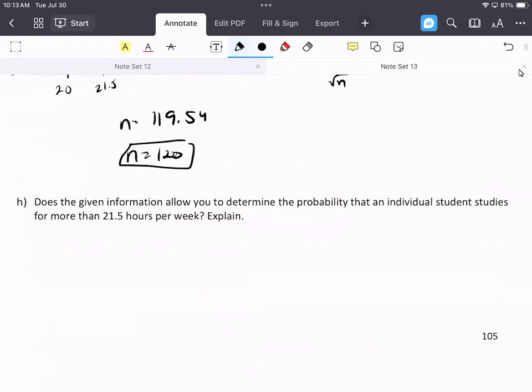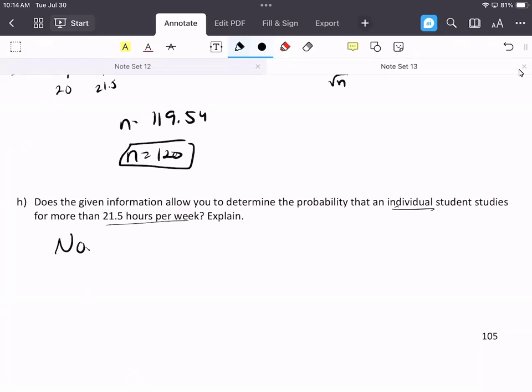Now, big question: does the given information allow you to determine the probability that an individual student studies for more than 21.5 hours per week? And it's tempting to say, yeah, it does. I can look at the individual students and say something, but the answer is actually no. We have to know the distribution of the population, and we don't have that. We aren't told the shape of the population distribution, so we just don't have enough information.